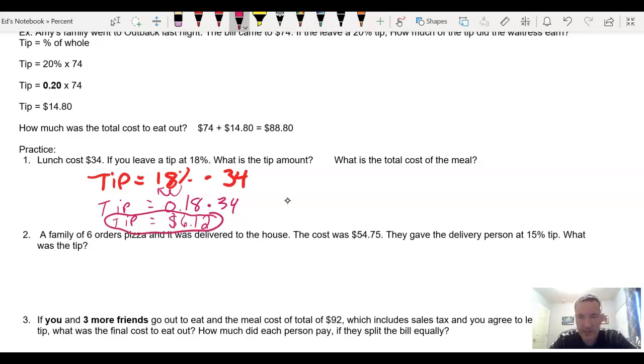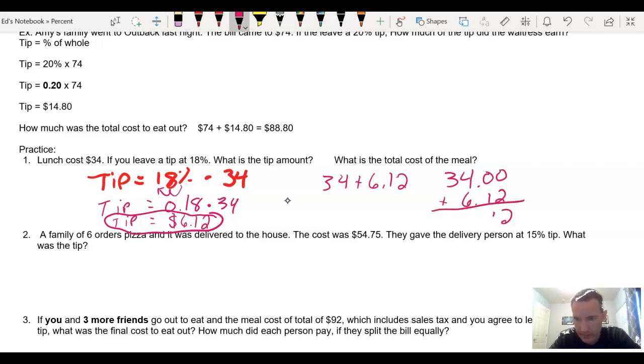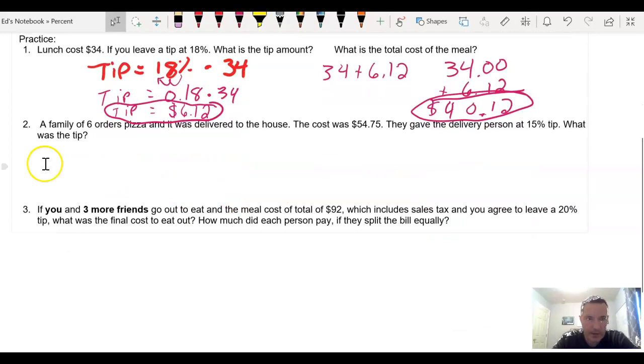And then the second part of this question, what is the total cost of the meal? So we have to do 34 plus $6.12. And I'm going to rewrite it this way. Some of you need to remember to add your 2 zeros so you can line up your decimals. If you do that, it's a little bit easier. Now you have a calculator, but if you weren't using a calculator, the final cost to eat out and leave a tip is $40.12. All right, next question.